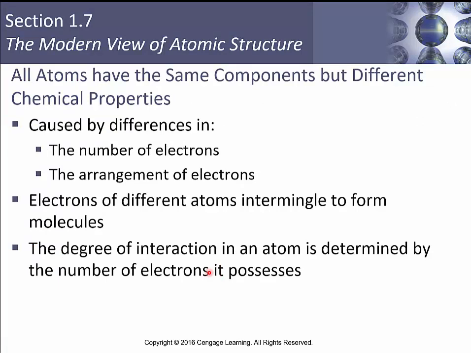They're caused by differences in the number of electrons and by the arrangement of electrons. Electrons of different atoms intermingle to form molecules. The degree of interactions of an atom is determined by the number of electrons it possesses, particularly, as we'll find out, those outermost electrons in what we call the valence shell. So the guys on the outside, and we're lazy and superficial as chemists, the guys on the outside are the ones that matter and are doing all the work.